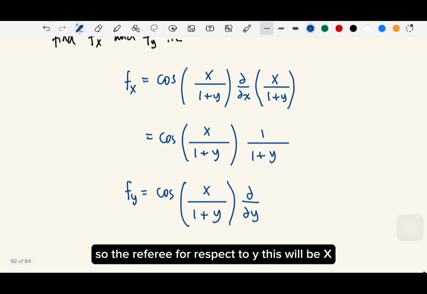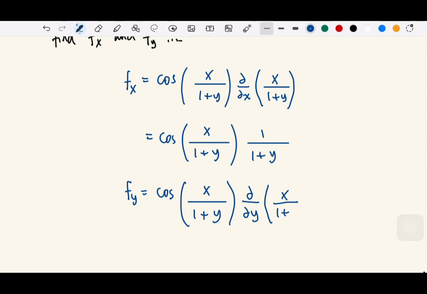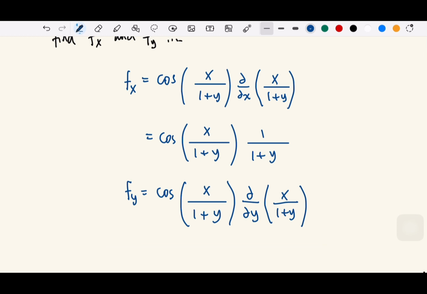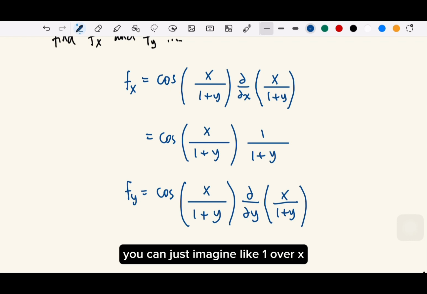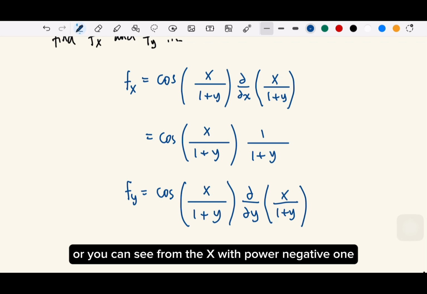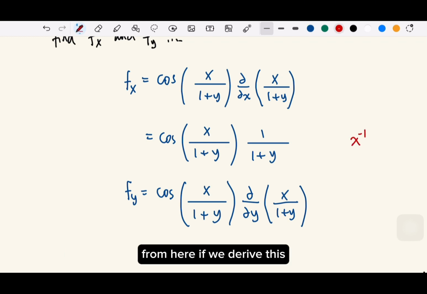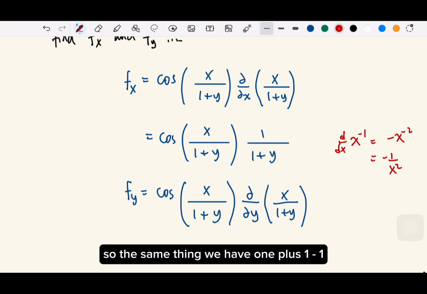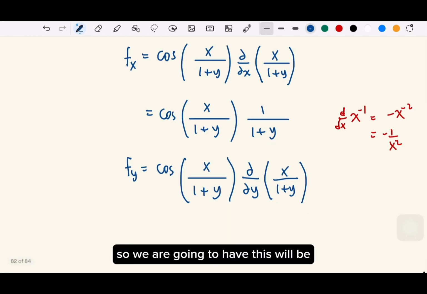So derivative with respect to y, this will be x. So you can think x as a constant, right? So we need to derive 1 over 1 plus y. Okay. 1 over 1 plus y, you can just imagine like 1 over x. 1 over x derived, it will be negative 1 over x squared, right? Or you could see from the x with power negative 1. From here, if we derive like that, right? So the same thing, we have 1 plus y minus 1, so it will be minus 2. But we have negative 1 over 1 plus y squared multiplied with x. Because x is just a constant, so we are going to have this.